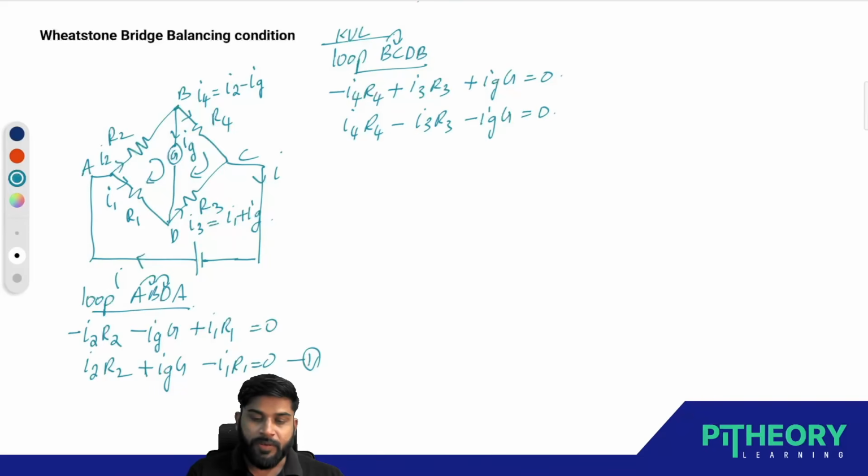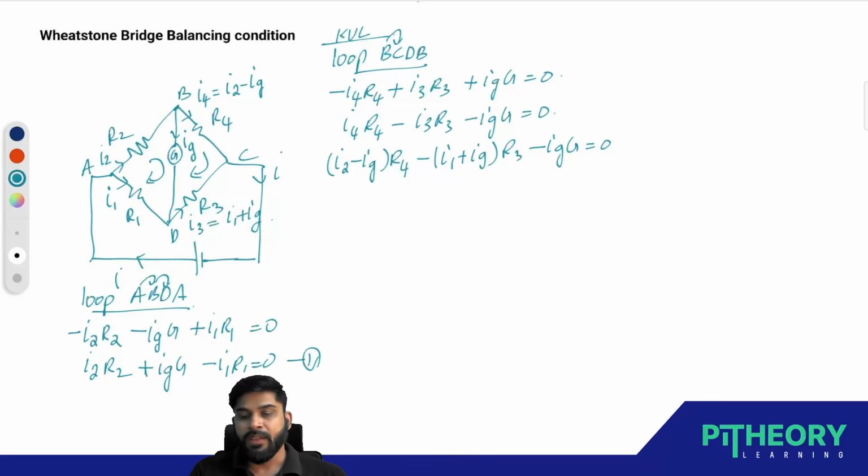We substitute for I4 and I3 also. What is I4? It is I2 minus IG into R4, minus I3, which is I1 plus IG into R3. Correct? Minus IgG. This is equal to 0. This is our equation number 2. Okay. Now let's apply the balancing condition.